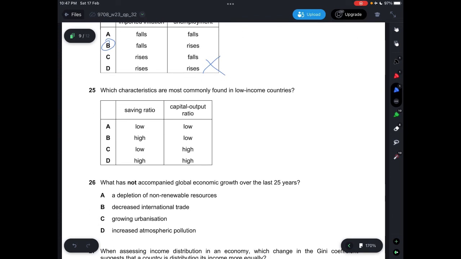Question 25. Which characteristics are most commonly found in low-income countries? The saving ratio will be low because people will save less. So B and D are out of the question. The capital output ratio is also low because the efficiency is lower in low-income countries. The capital that they have and the output that they have, the ratio itself is too low. Countries of a higher income will be able to more efficiently use their resources, both capital and materials, to create a higher output.